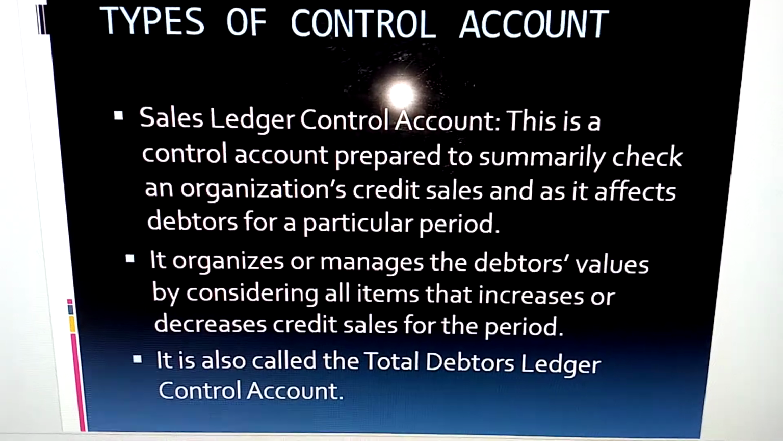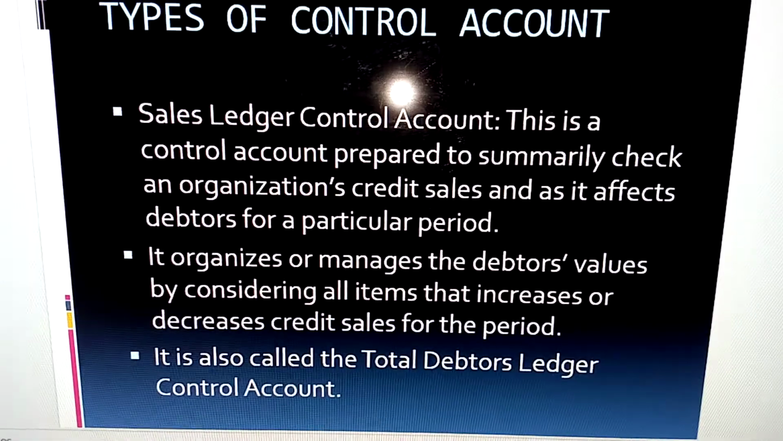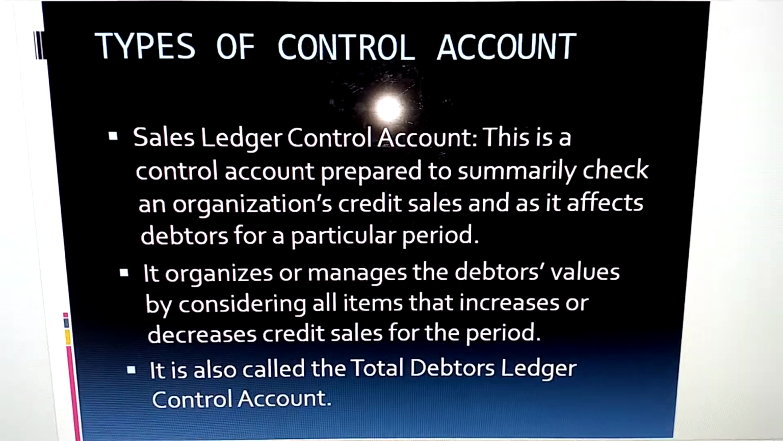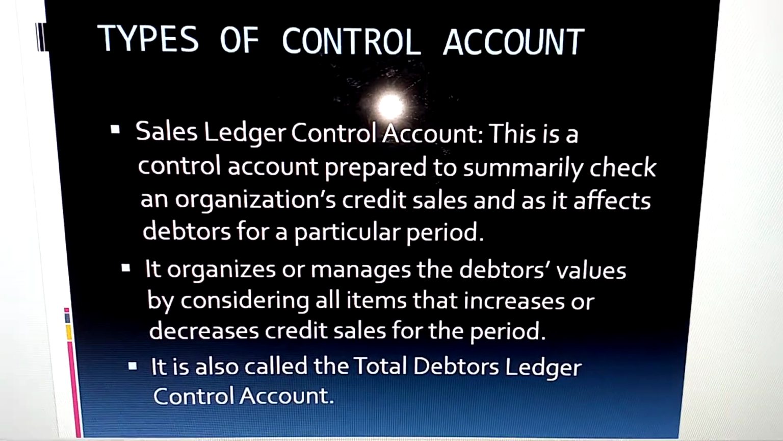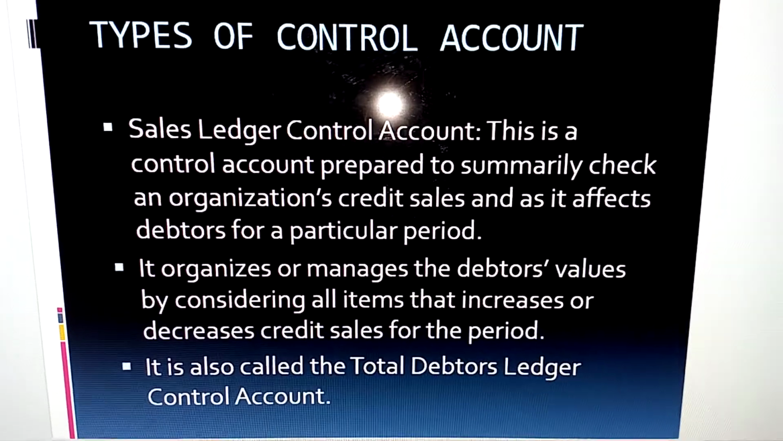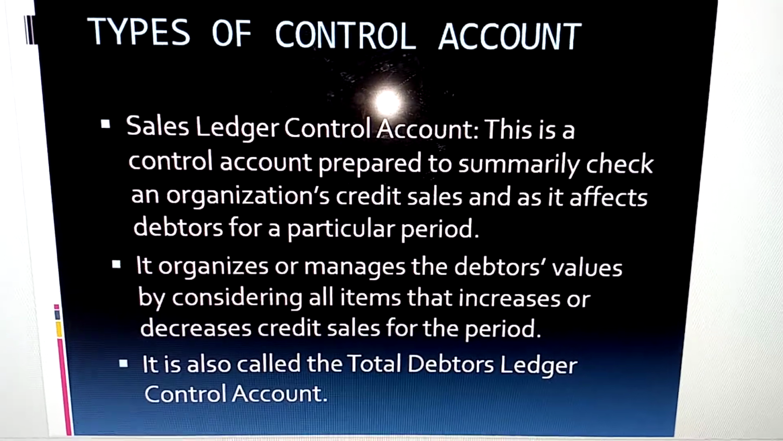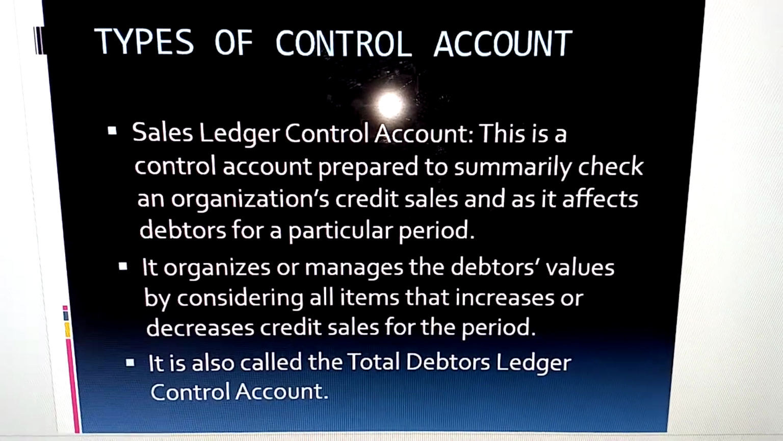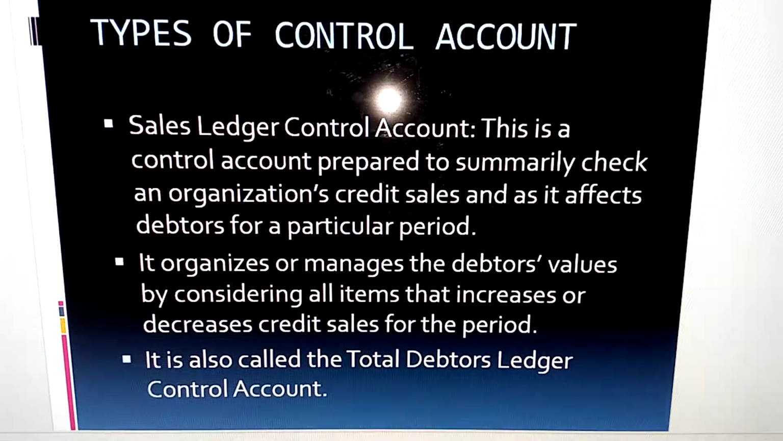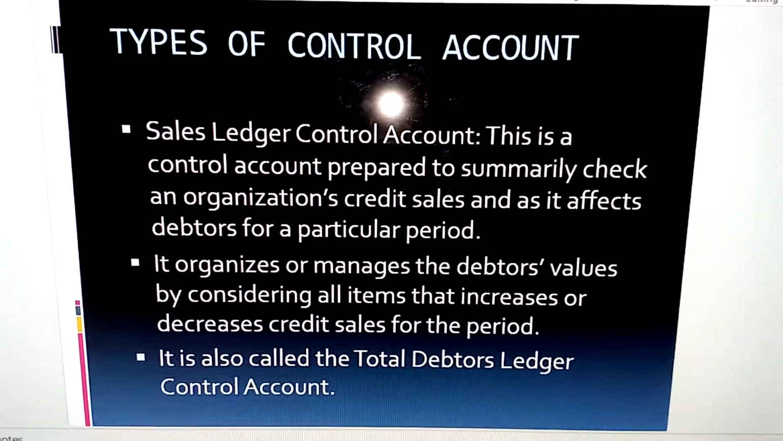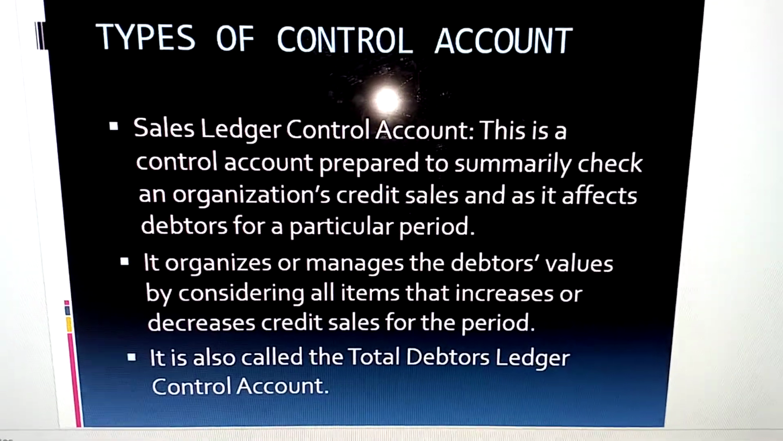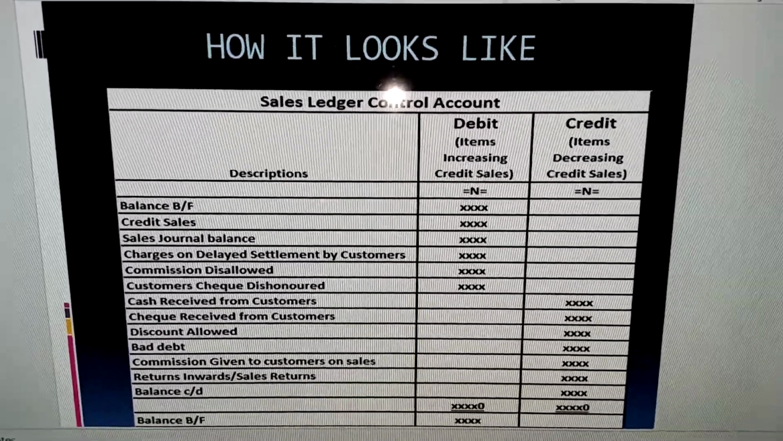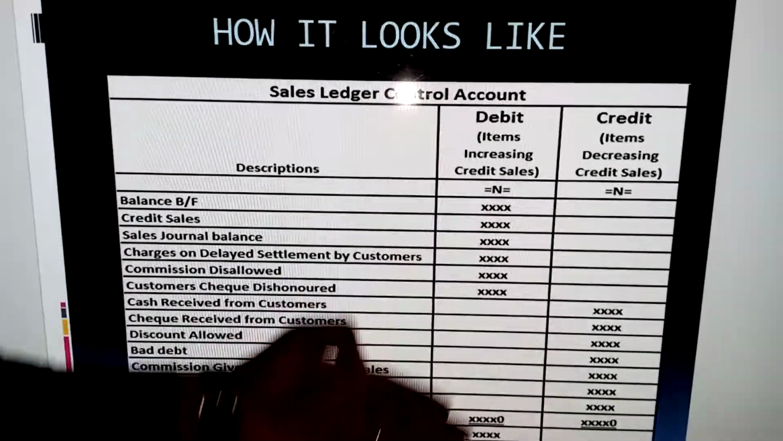So in a nutshell, credit sales has relation to debtors, and debtors are seen as individuals or organizations owing the business. So in order to summarily check or control the activities of credit sales as it affects debtors of the business, we use the sales ledger control account. Another name for the sales ledger control account is the total debtors ledger control account. Now, how does the sales ledger control account look like? Here it is.